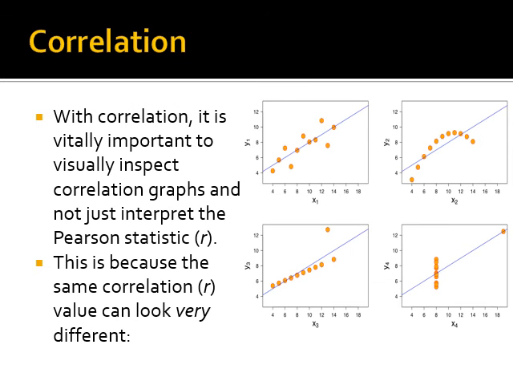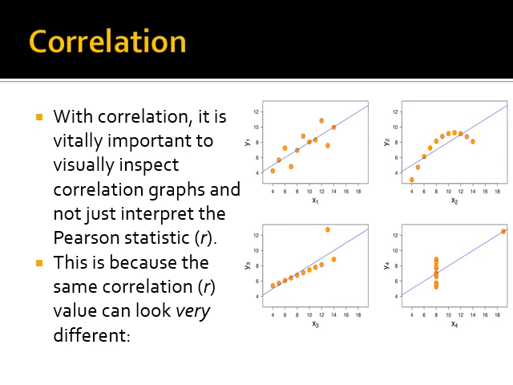With correlation, it is vitally important to visually inspect correlation graphs and not just interpret the Pearson product moment statistic known as r. This is because the same correlation value can look very different. The four graphs that you see in front of you have the same r value, but when you look at the data points, they are quite different graphs. And so we need to understand the graph as we are interpreting the r value.